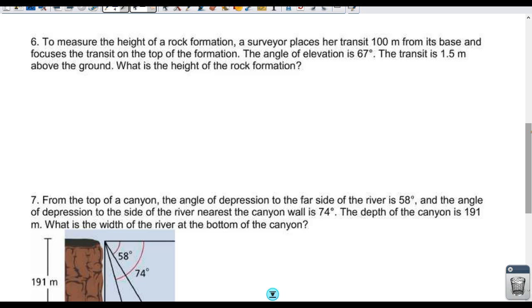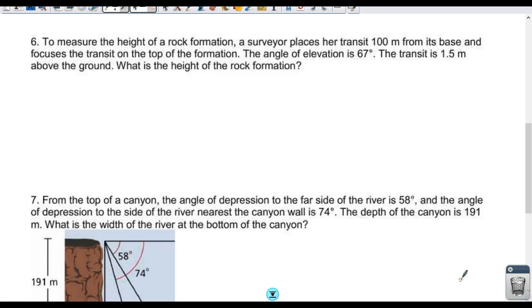And how many of you don't really know what a surveyor is? Does it matter if you know what a surveyor is? No. Does it even matter if you know what a transit is? No. Okay, so it says a surveyor places her transit. With this whole "her" thing, I'm thinking the surveyor is a person, right? And this person places this thing 100 meters from the base. That's all that really matters. It doesn't matter what it is. Maybe it would help a little bit if you did know, but it really is fine that you don't.